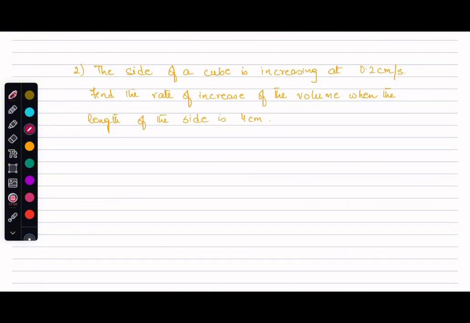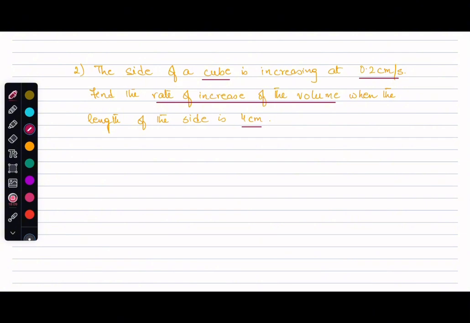So question 2: the side of a cube is increasing. We have this cube in question, and the side of the cube is increasing at 0.2 meters per second. We need to find the rate of increase of the volume when the length of the side is 4 centimeters.